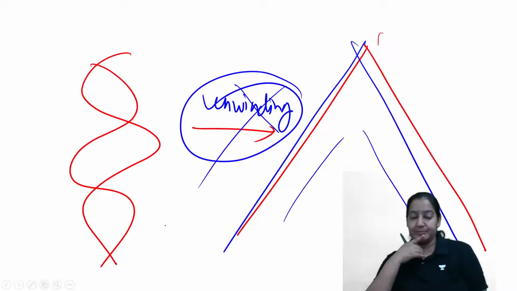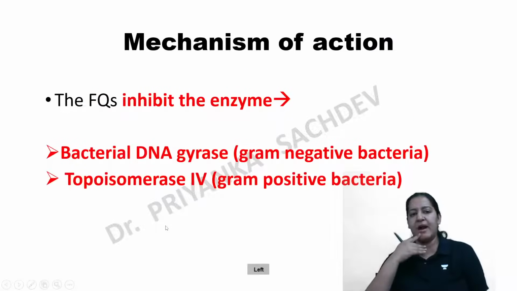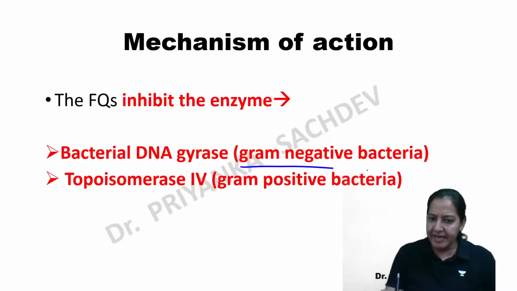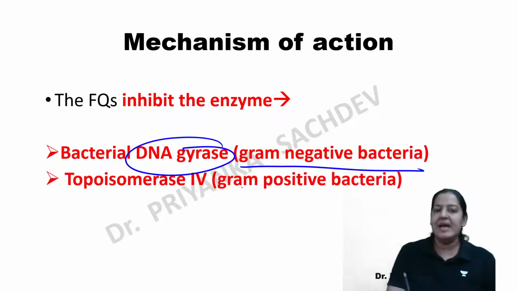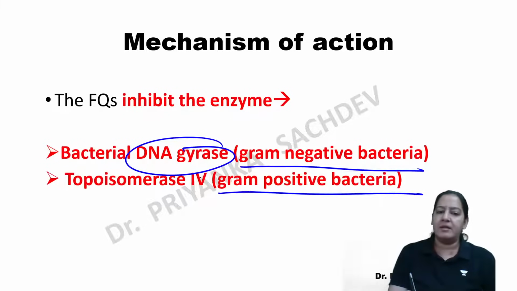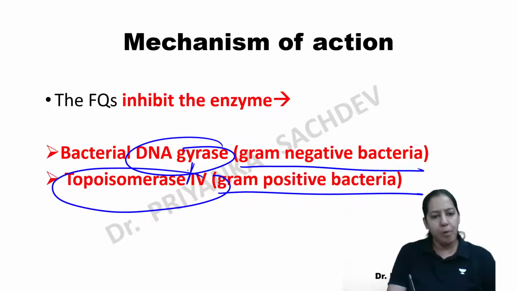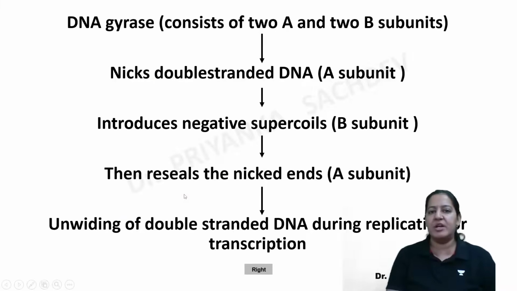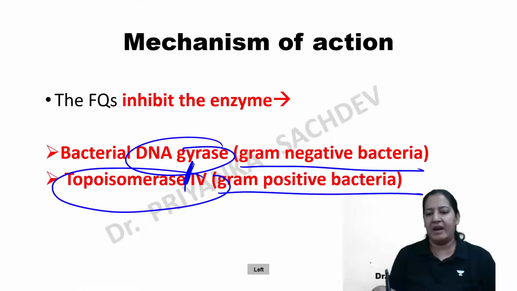So how does unwinding take place? Which enzyme is responsible for unwinding? Two enzymes are responsible. If we talk about gram-negative bacteria, the enzyme is DNA gyrase. And if we talk about gram-positive bacteria, the enzyme is topoisomerase 4. Both of these enzymes are doing the same function. They are doing unwinding.